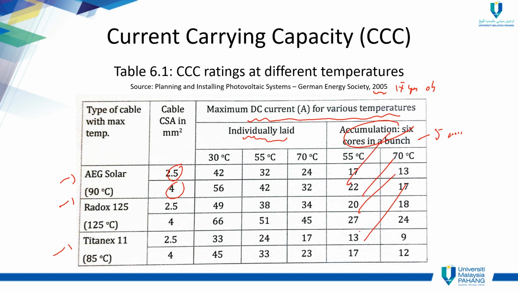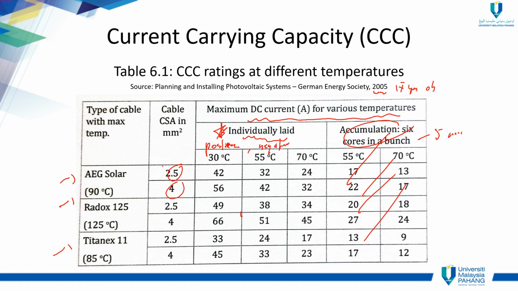Because mostly solar cable is individually laid. Maksudnya individually laid ni, positif kabel lain, negatif different cable. There are 2 cables, separately laid, so we call that individually laid. So kita akan refer yang ni lah.